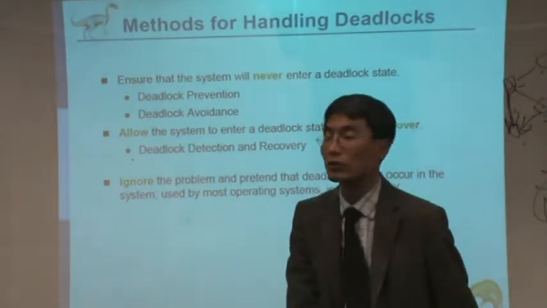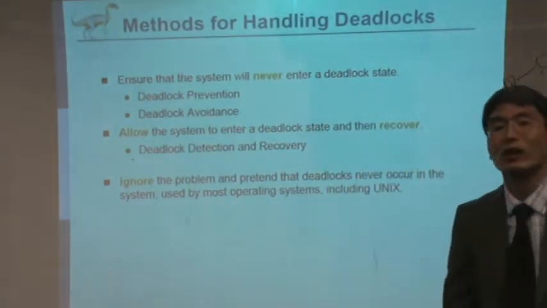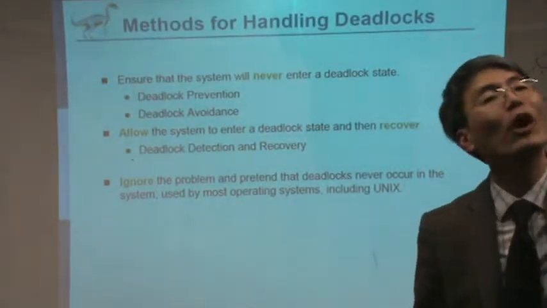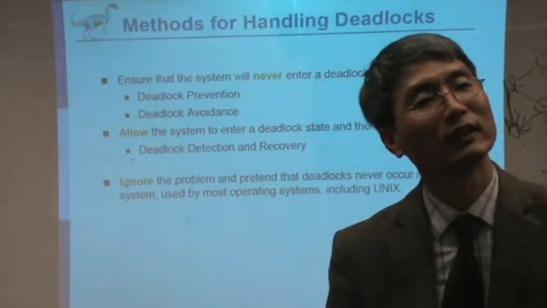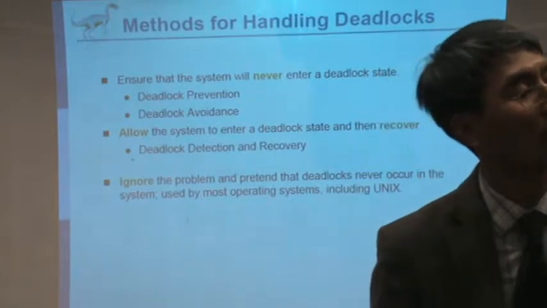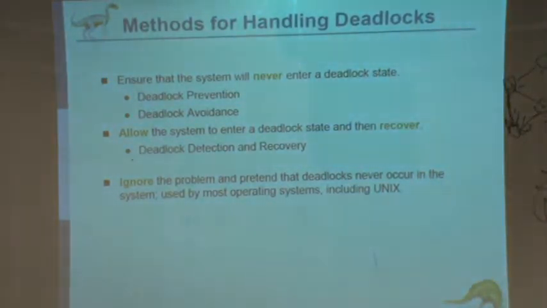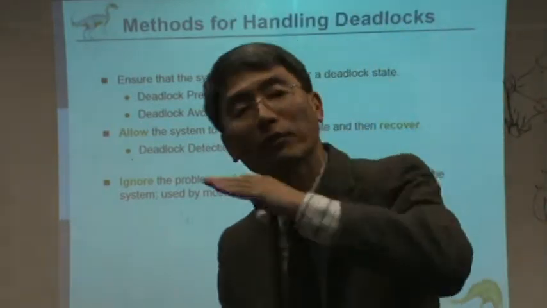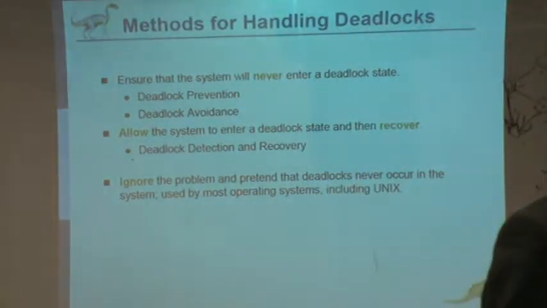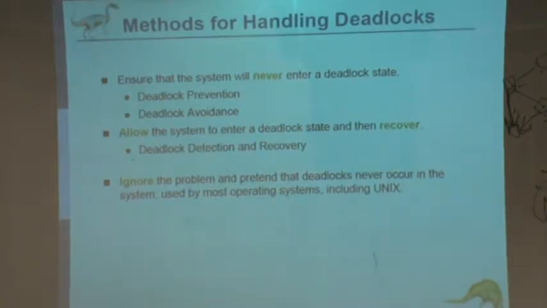So how to handle such a deadlock event, we already saw. One of the solutions is deadlock prevention. How? We can break one of the requirements: hold and wait, mutual exclusion, no preemption, and circular wait. We can break one of these, then there might be no problem. That is preventing the deadlock. Another one is deadlock avoidance.